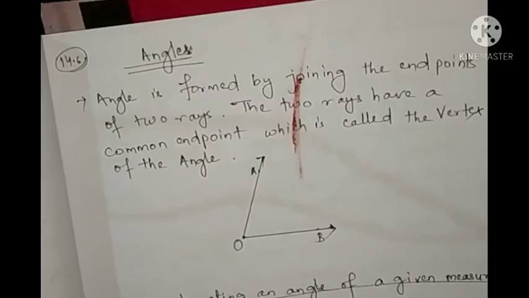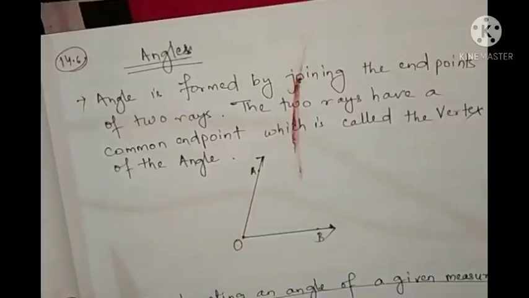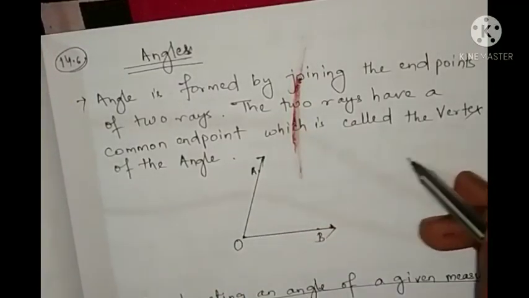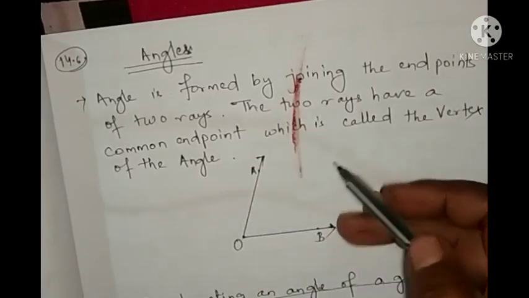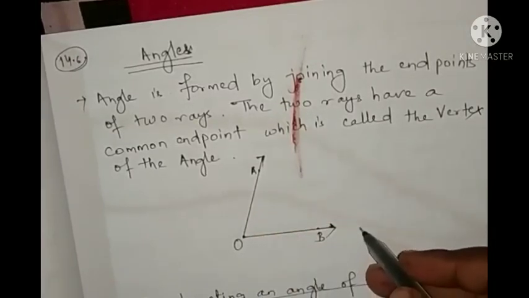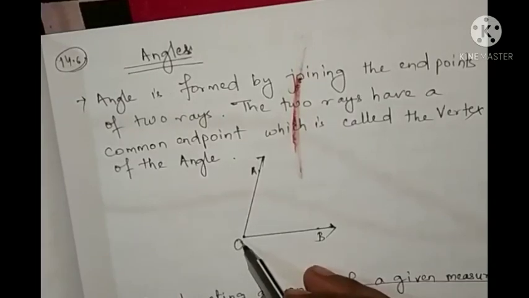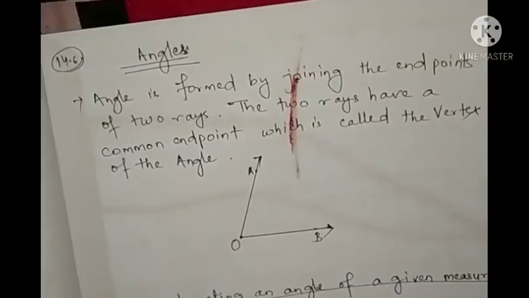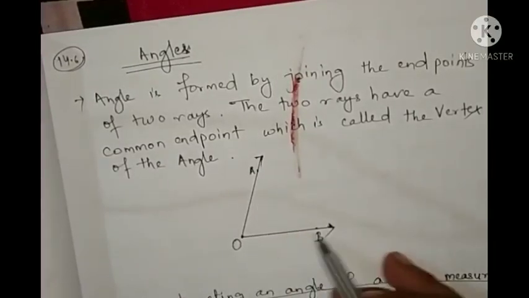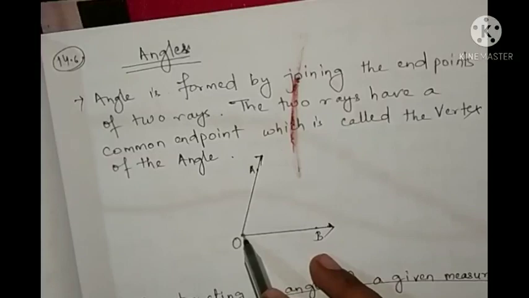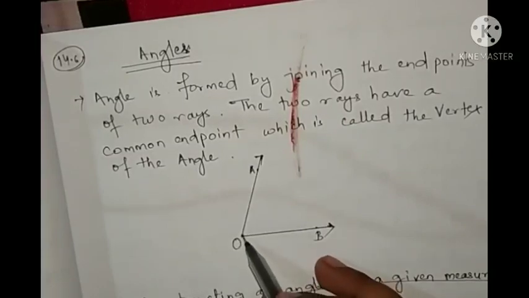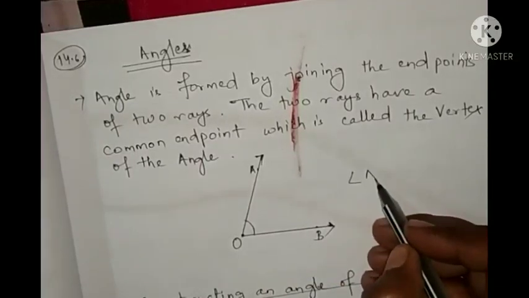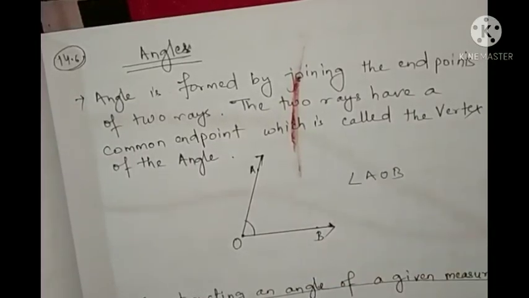So what is an angle? An angle is formed by joining the endpoints of two rays. The two rays have a common endpoint which is called the vertex of the angle. Look here, this is an angle. The two rays are OA and OB, and they have a common endpoint, that is O, and O is the vertex of the angle. So this is known as angle AOB.